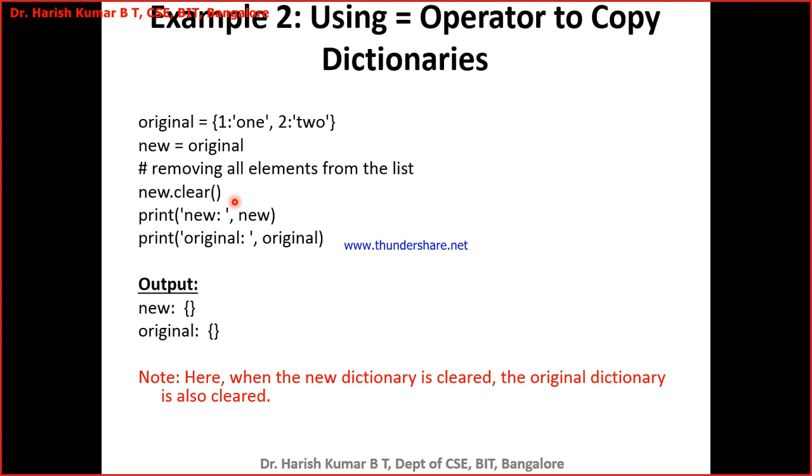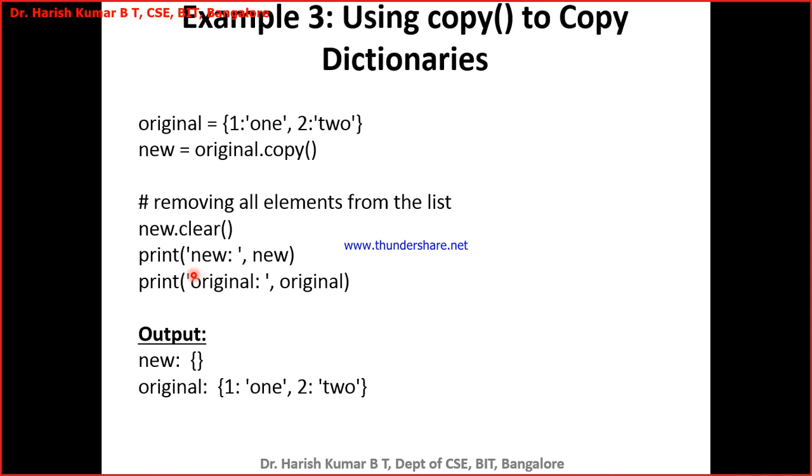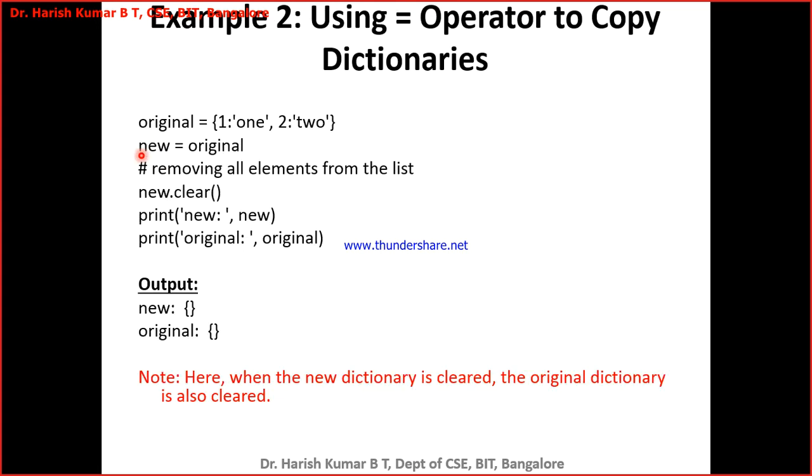You can just observe here. When I clear the new dictionary here, both are cleared, and here, if I clear the new dictionary, the original dictionary is still the same. So that is the difference. Here a totally new dictionary gets created, but here the new is a reference to the original dictionary. Hence if you clear from the original dictionary or from the new dictionary, it gets affected on both the dictionaries.